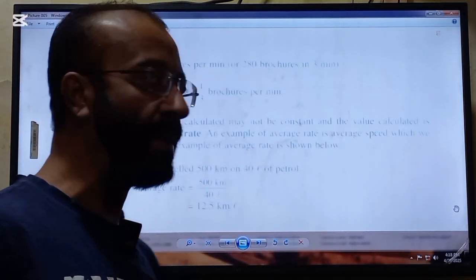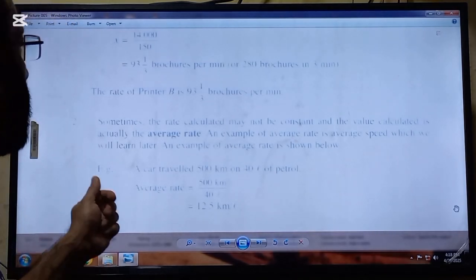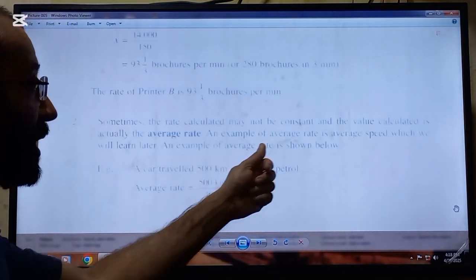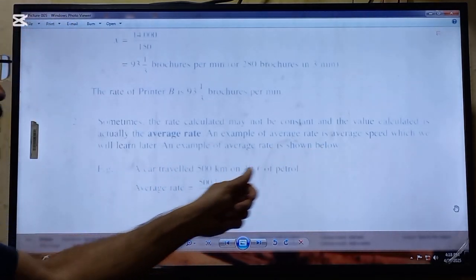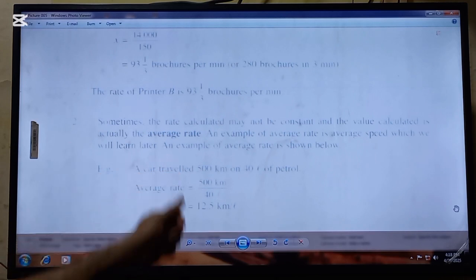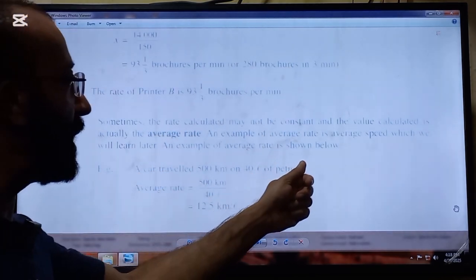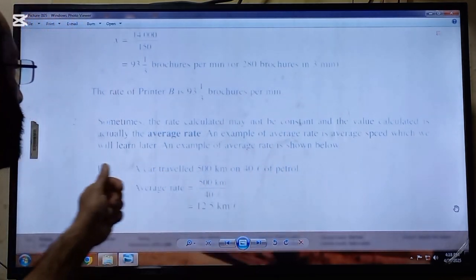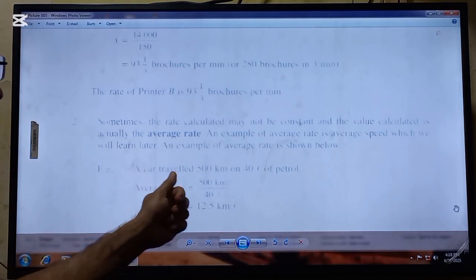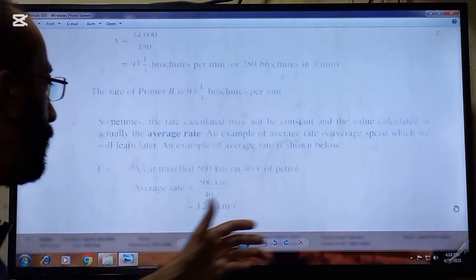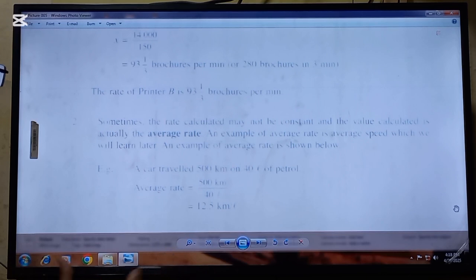The next point to remember in the topic is that sometimes the rate calculated may not be constant, and the value calculated is actually the average rate. An example of the average rate is average speed, which we will learn later. An example of the average rate is shown below. A question and an example is here.